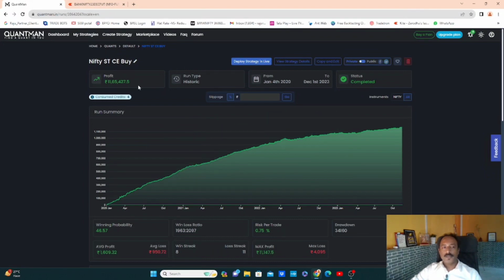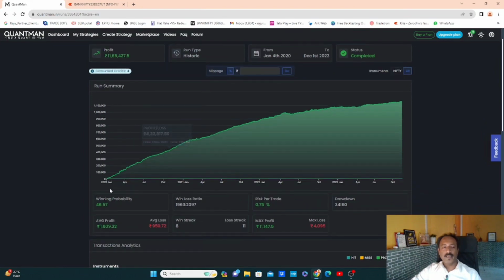The profit it has made is 11,65,000. The winning probability is 46%, and the risk per trade is 70.75. So maximum loss is 4,000, maximum profit is 11,000.